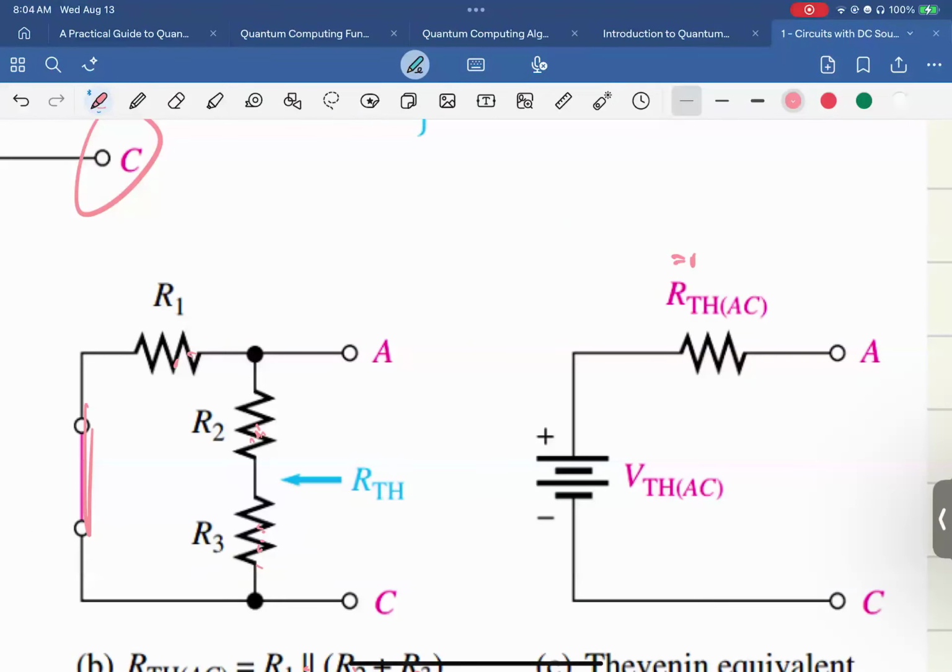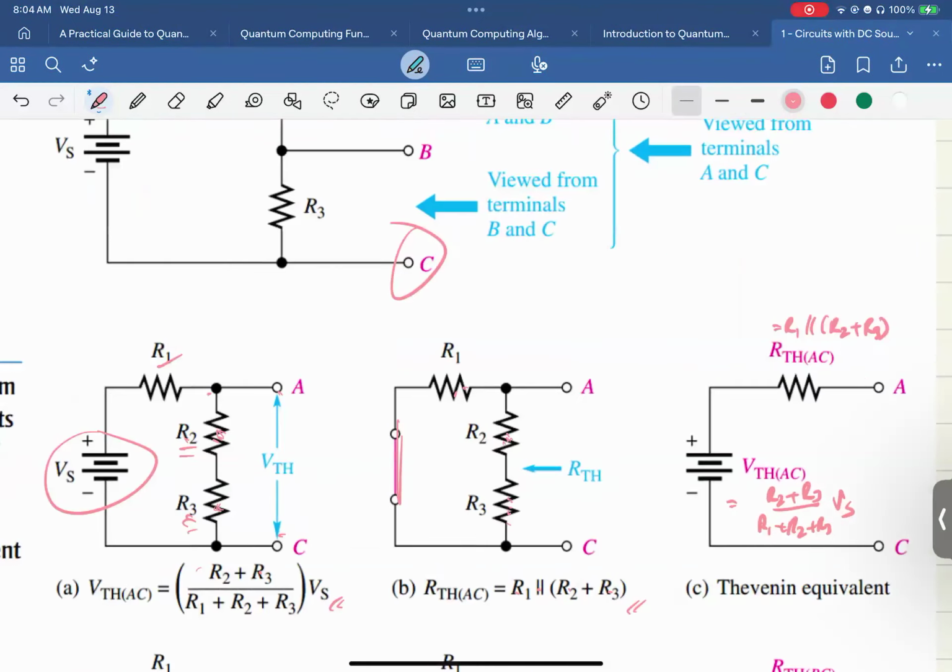Okay, so equal to R1 plus R1 parallel to R2 plus R3. At ito naman ay equal sa R2 plus R3 over R1 plus R2 plus R3 times V sub S.